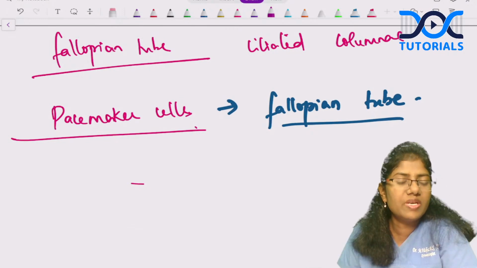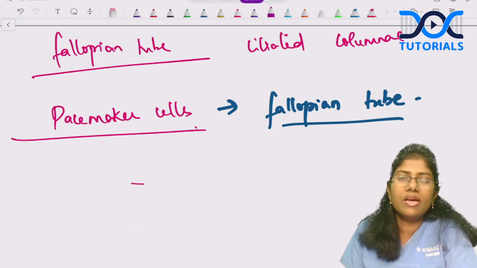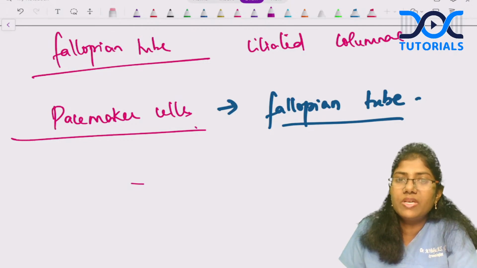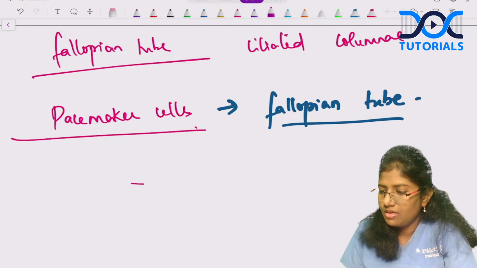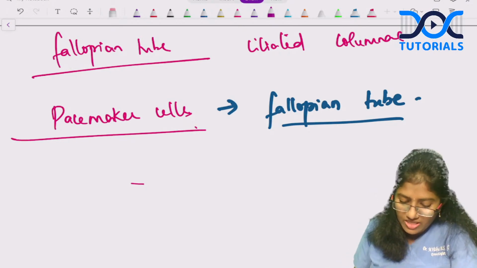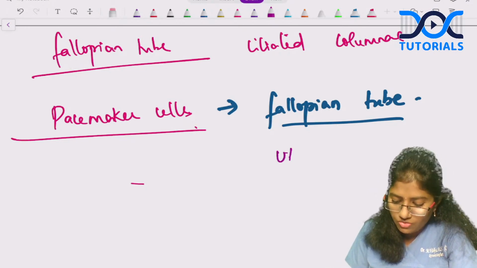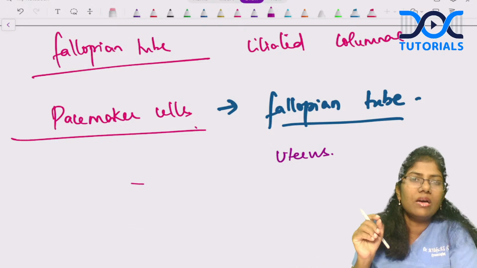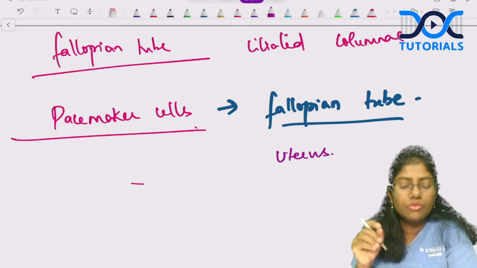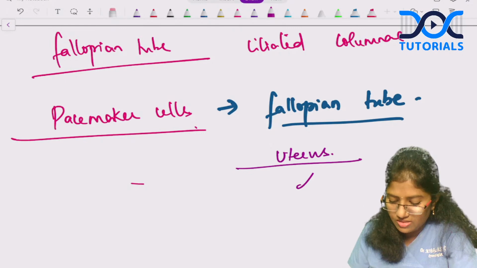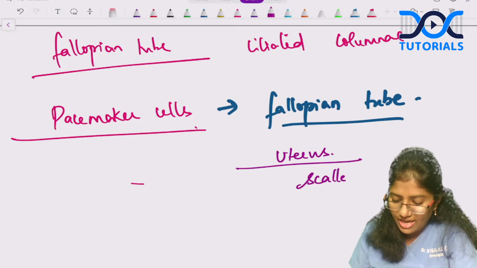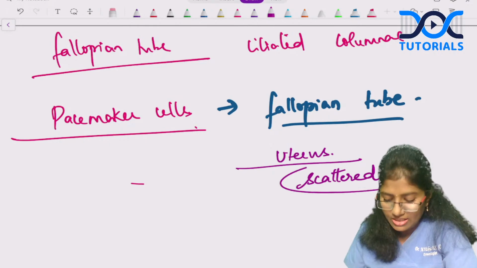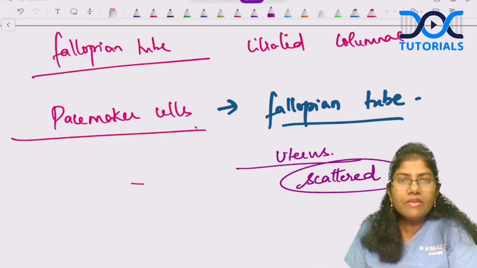I'm just asking you where these pacemaker cells are present. In the genital tract, you have pacemaker cells which initiate the contractions, right? You have pacemaker cells in the fallopian tube and in the uterus as well. But these pacemaker cells, unlike the heart, are not located to one particular part of the uterus. Rather, they are scattered all over the uterus. They are also present in the fallopian tube.